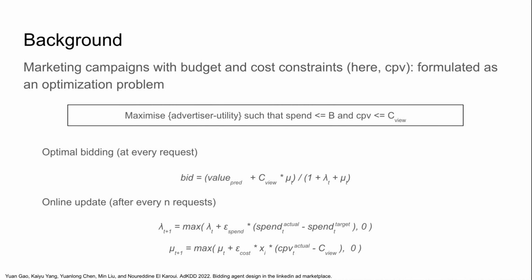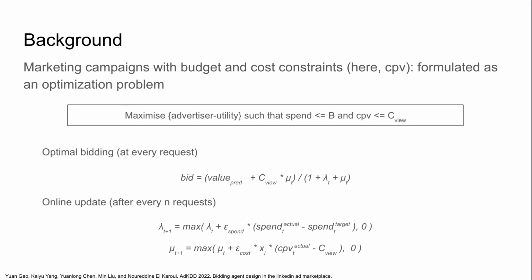Advertisers run marketing campaigns with budget and cost constraints. Here we consider cost per view. This is formulated as an optimization problem of the form: maximize advertiser utility such that spend is less than or equal to budget B and cost per view is less than or equal to the target cost per view C view. From the optimization problem, an optimal bidding formula is derived.